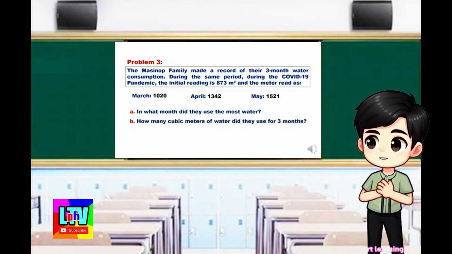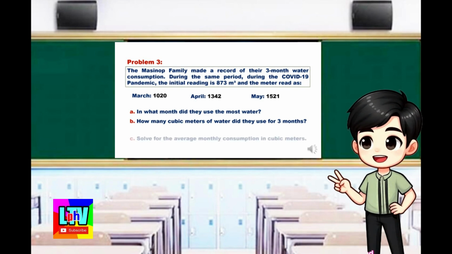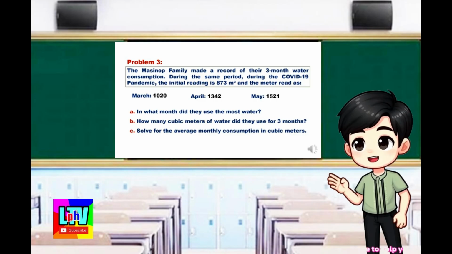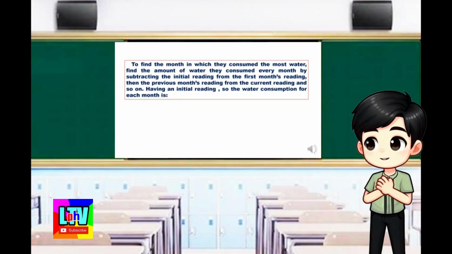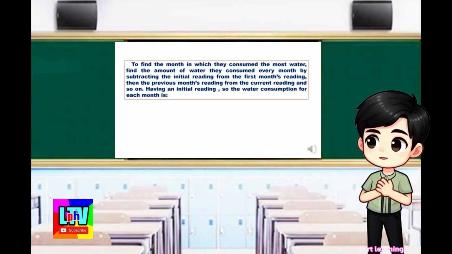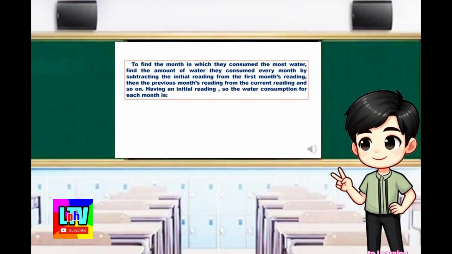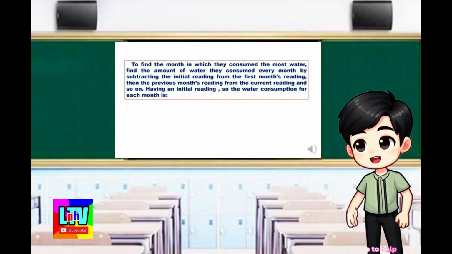B. How many cubic meters of water did they use for 3 months? C. Solve for the average monthly consumption in cubic meters. To find the month in which they consumed the most water, find the amount of water they consumed per month by subtracting the initial reading from the first month's reading, then the previous month's reading from the current reading, and so on.